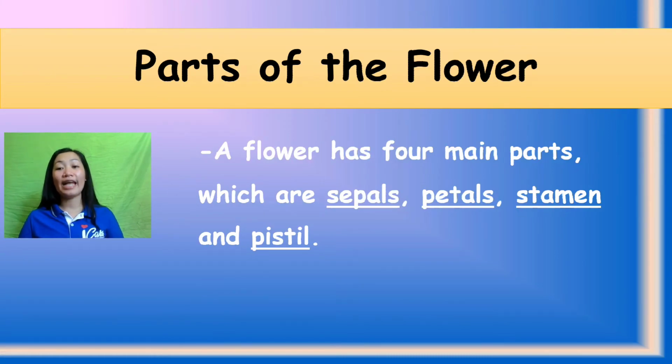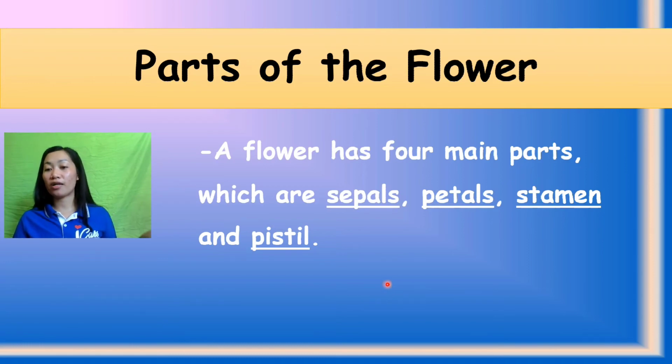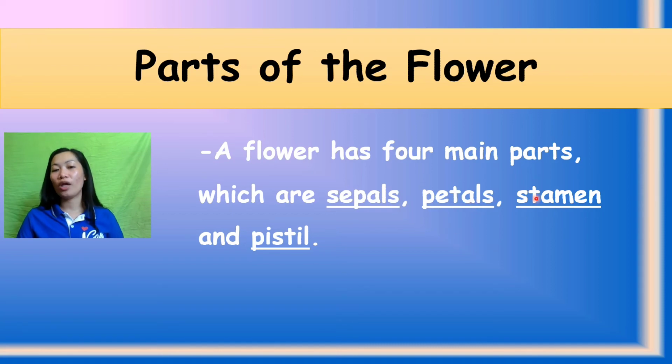Now let's talk about the different parts of the flower. Are you familiar with the parts of the flower? We will be discussing them one by one. The flower has four main parts: the sepals, the petals, the stamen, and the pistil.